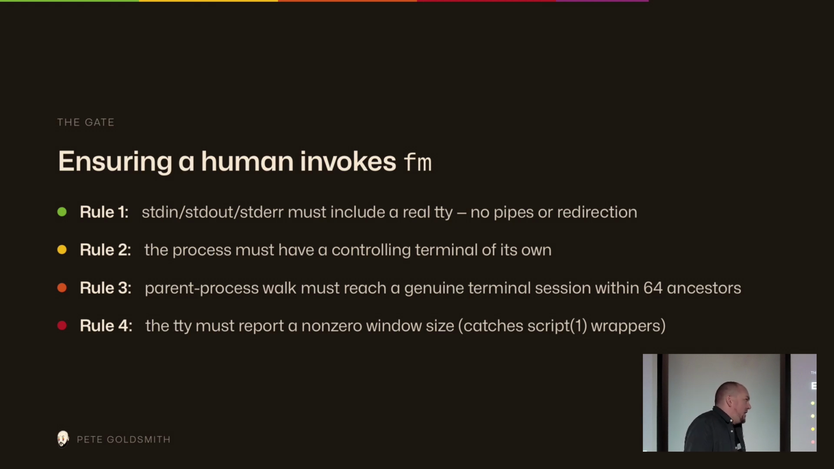I have not created a 65th ancestor and tested that rule 3 breaking. But what are they using to determine if it's genuine? Is it just the presence of a TTY? Yes. Okay. Yeah. Does anybody else have any questions for Pete?